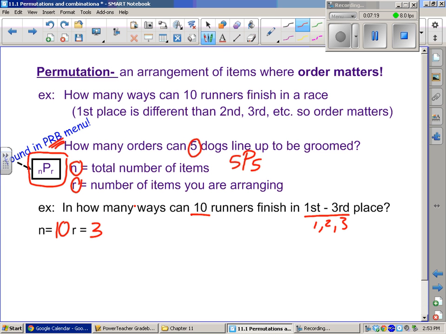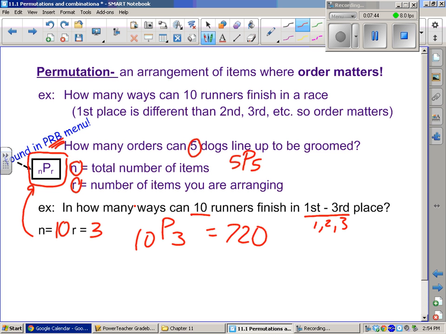I have a question. Could the r ever be bigger than the n? I don't think so. Anyway, let's keep going, and I'll say that in a second. So using the calculator, you have to put the 10 in first, then get in the probability menu, find the nPr, and then type a 3. Your calculator is awesome because then you just hit equals. And it is 720 ways.